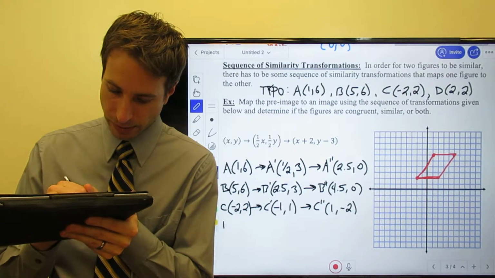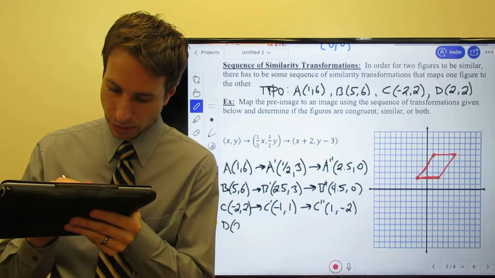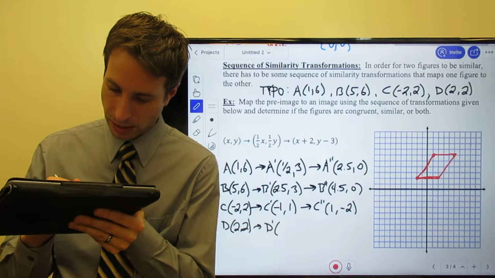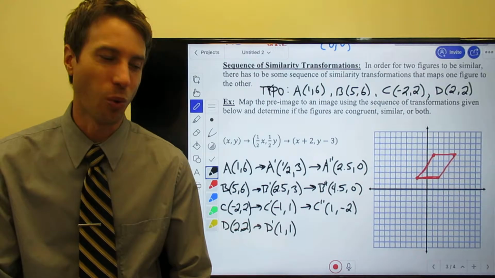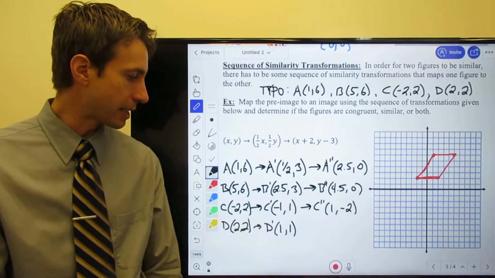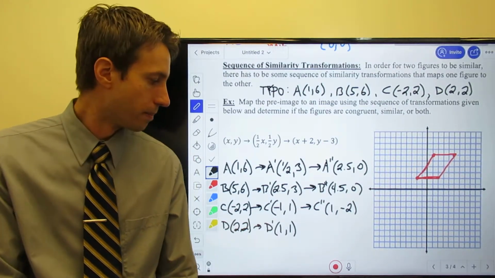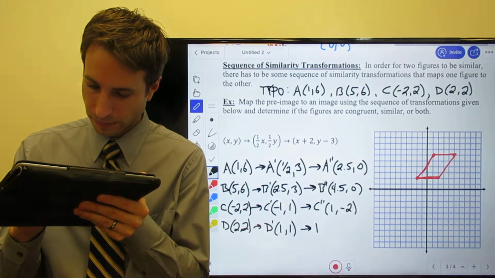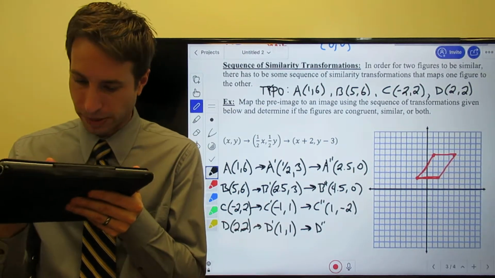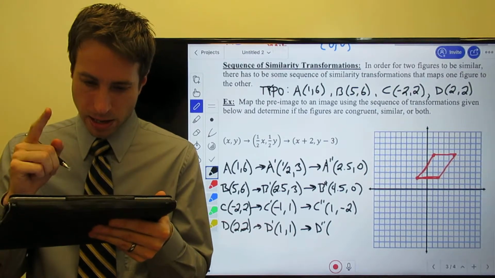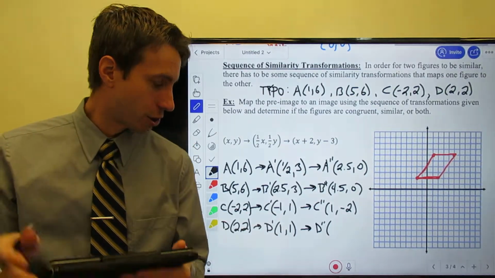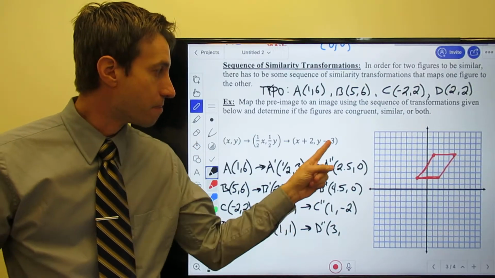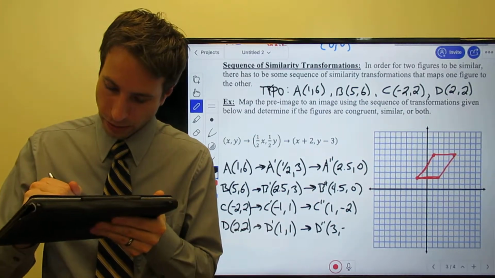And then my last one, D. D is at 2, 2, so D prime is going to be at 1, 1. I'm going to divide each of these by 2. Well, 2 divided by 2 is 1. And then I have to do my translation. So I have 1 plus 2, which will be 3. And then I have 1 minus 3, which will be a -2.